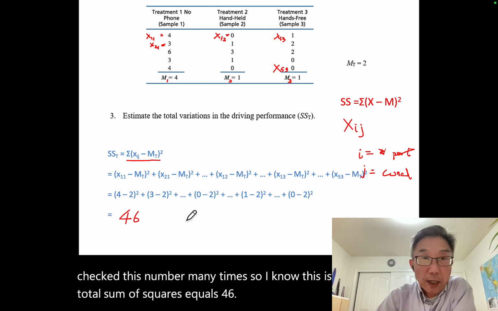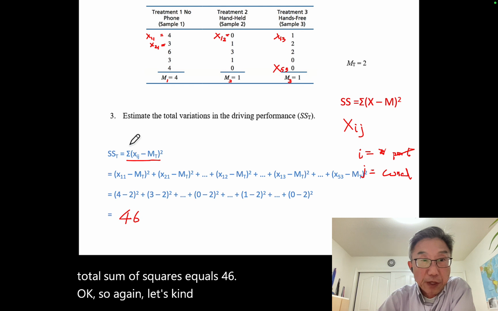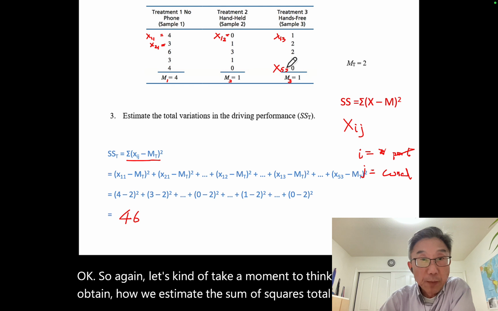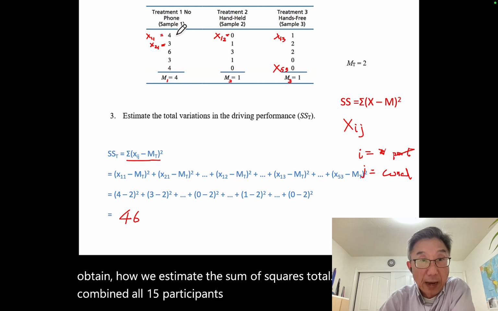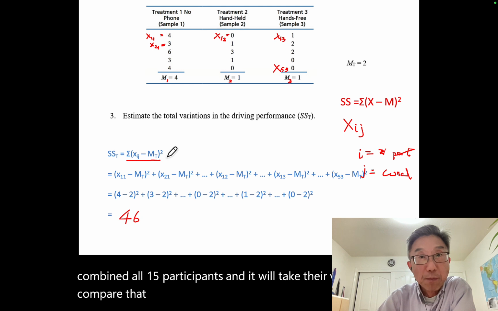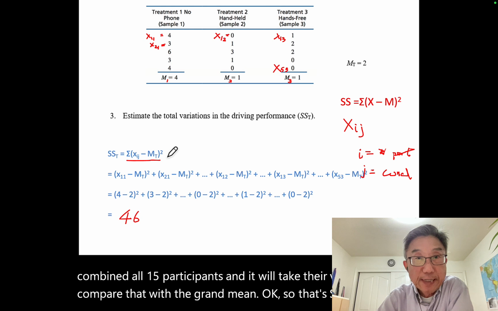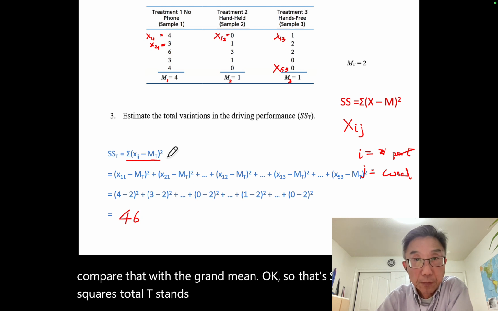Again, let's take a moment to think about how we estimated sum of squares total. This combines all 15 participants, and we take each value and compare it with the grand mean. So that's SST, or sum of squares total. T stands for total.